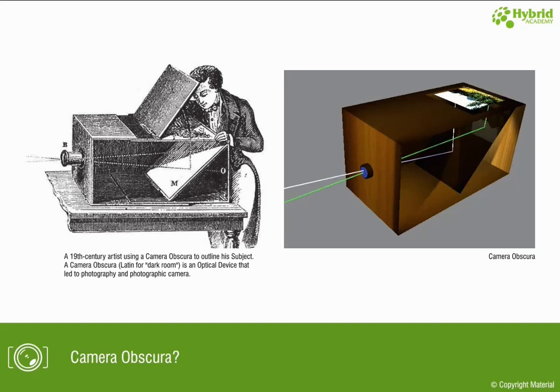The right is the actual 3D view of a camera obscura, where light is entering the dark box and getting projected on top via an angular mirror.